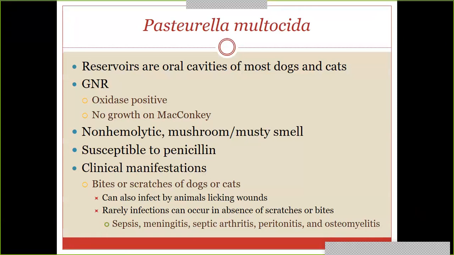It is a gram-negative rod. It's oxidase positive. It does not grow on MacConkey agar, so it is a little pickier. Non-hemolytic, and it has a mushroom or musty smell to it. Still very much susceptible to penicillin. And again, the way you get it is bites or scratches from dogs or cats. It could also be that you have an open abrasion on your hand and your dog or cat licks you, and it could go into that abrasion as well. Otherwise, we pretty much don't see it outside of a scratch or a bite from an animal. So again, always link it with dogs and cats.